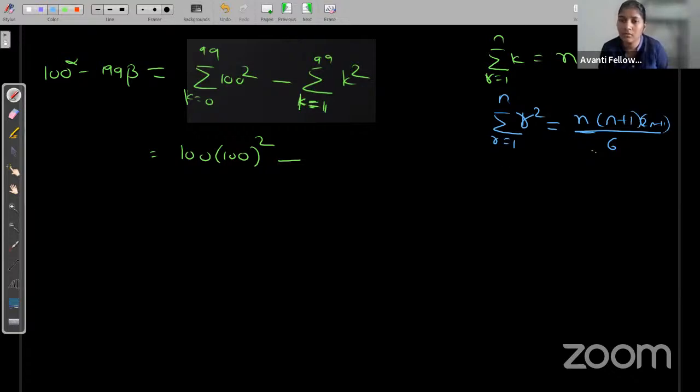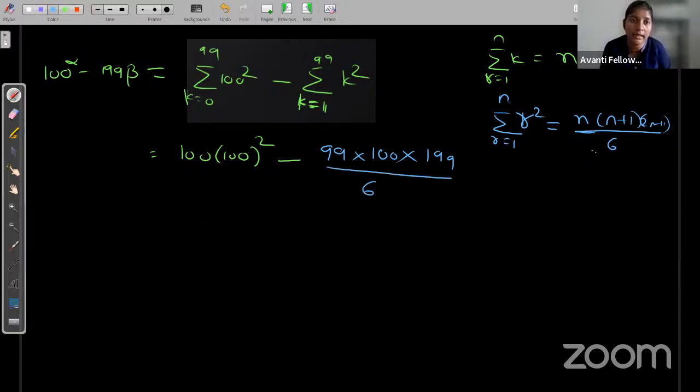It will be equal to n into n plus 1 into 2n plus 1 divided by 6. So here we have total 1 to 99, that is 99 terms. So in the place of n, substitute 99. So what we're going to get? We will get 99 into 100 into 2n plus 1. So 2n plus 1 is 199, right? That is 2 into 99 plus 1. It is 199 divided by 6.